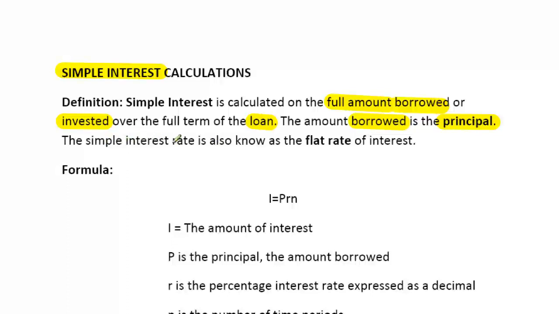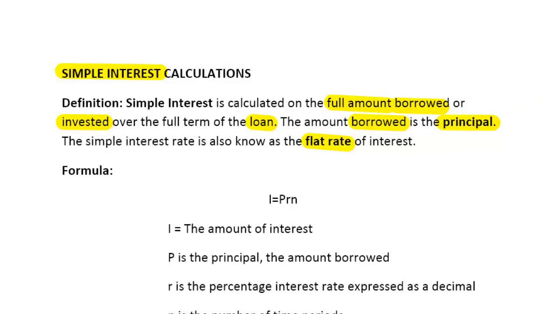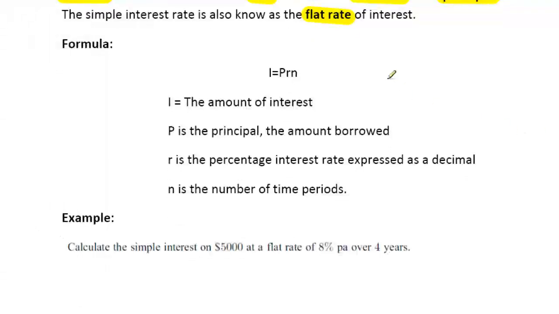And the simple interest is also known as the flat rate of interest. You need to watch out for that, because sometimes questions are asked about whether it's flat rate, simple rate, compound interest. Flat rate and simple interest are exactly the same. The formula is one that I think most of you will know really well. It's done in previous courses. So this is the interest. Simple interest is the principal times the rate of interest, which is always expressed as a decimal, and n is the number of time periods.